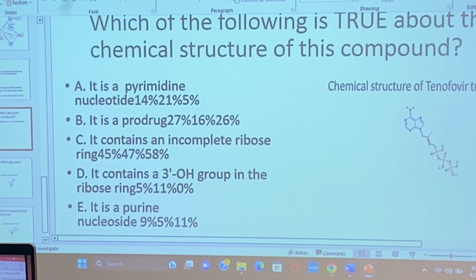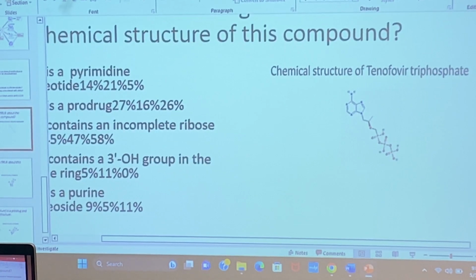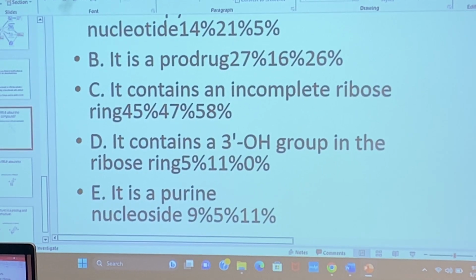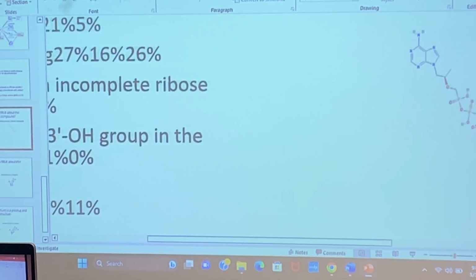Does it contain an incomplete ribose sugar? Yes. Then, does it contain a 3' hydroxyl group? If it doesn't have a complete ribose sugar, then forget about the 3' hydroxyl group. There is no question on the 3' hydroxyl group. No. Is it a purine nucleoside? No. The structure given is a purine nucleotide.